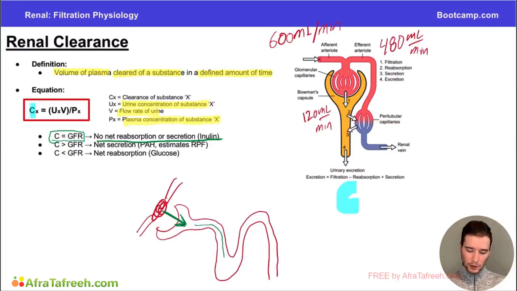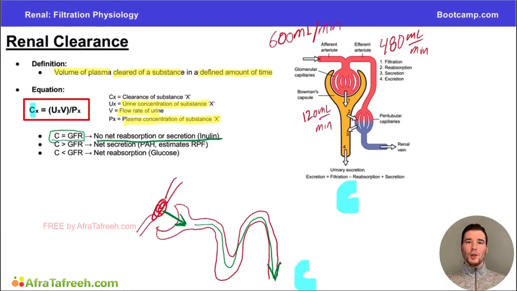So this is essentially going to go through the whole process of the nephron, and this is going to come down here and be cleared. Again, I'll draw our C for clearance down here. So the clearance is equal to the GFR. The amount of the substance filtered is all that is cleared from the body. There's no reabsorption or secretion of this substance.